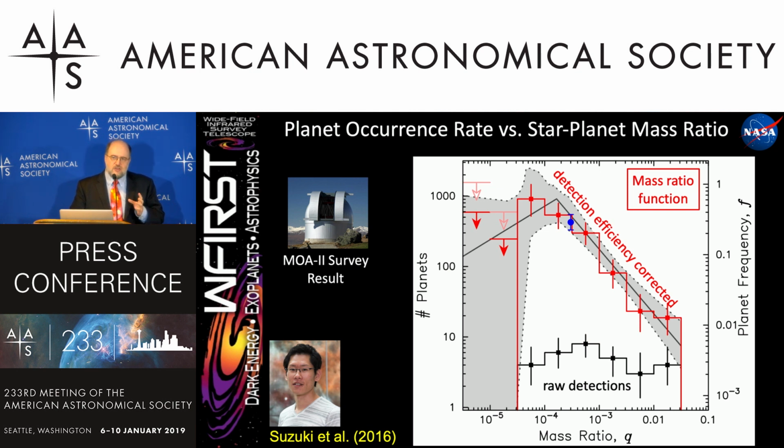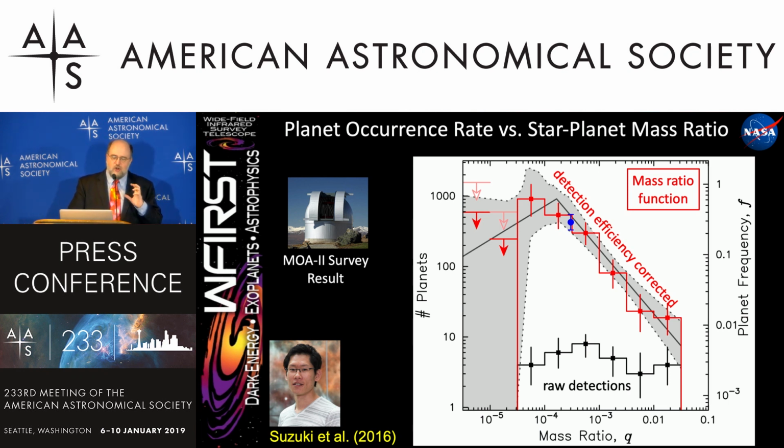However, super-Jupiter planets are much easier to detect than Neptunes or sub-Neptunes. And so to get the real occurrence rate, we have to correct for this detection efficiency. When we do that, we see the red curve, and that indicates that the Neptunes and sub-Neptunes are much more common, and probably the most common types of planets out beyond the snow line.